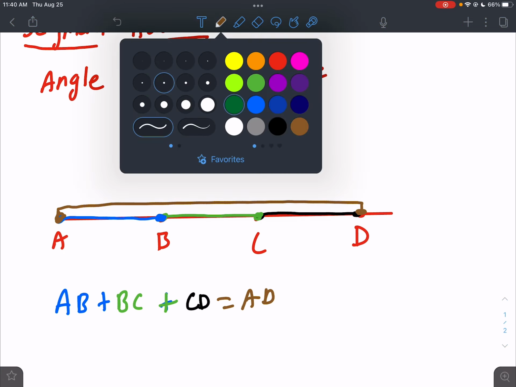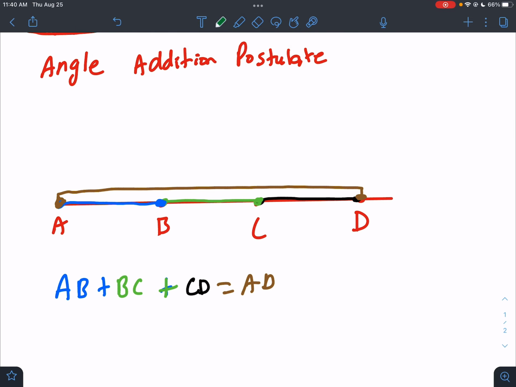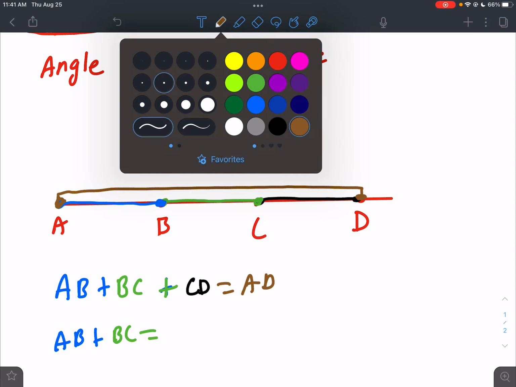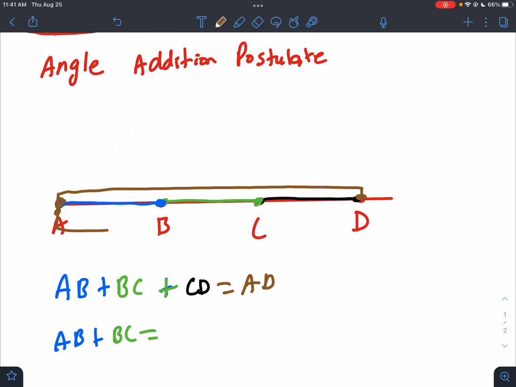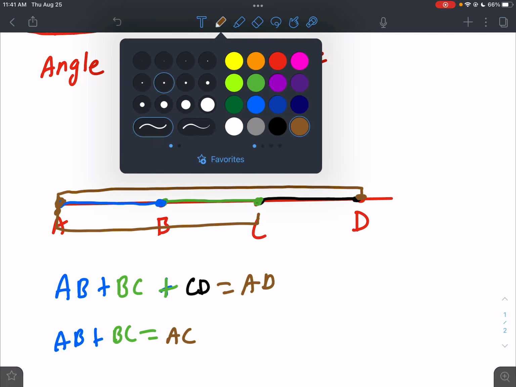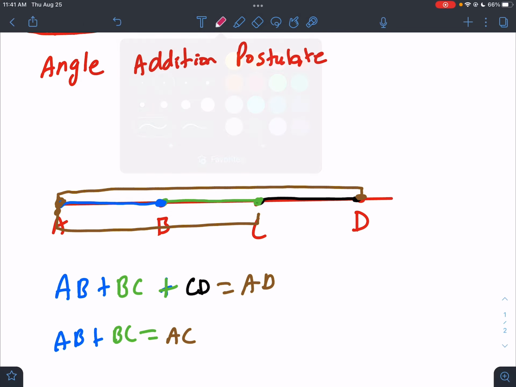Another example would be, I could say AB plus BC. If I stop right there, what is AB plus BC? It's a little different. AB plus BC would stop at C. That equals A to C. So segment addition postulate, the smaller segments, as long as they're in a line together, they add up to the whole thing. Let's plug some numbers in there just so we can kind of play with it a little bit.